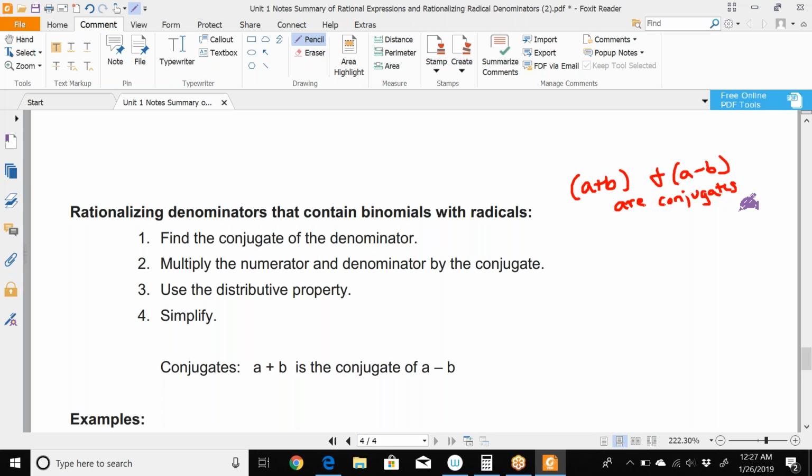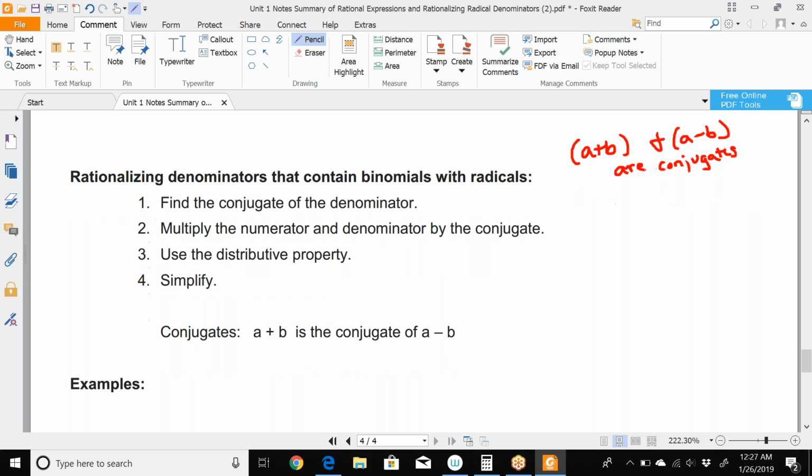Okay, so that's helpful because it helps us get rid of the radicals. So this is really kind of the factors of a difference of two perfect squares. If you're trying to find a conjugate, you just take the same two terms and you change the sign in the middle. We multiply the numerator and denominator both by the conjugate to make the rationalizing step happen. We use the distributive property to work it all out, and then we simplify.